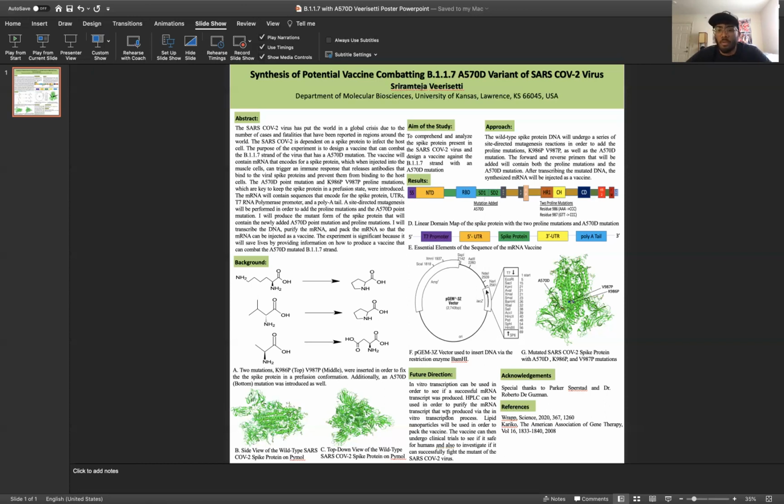In future directions, it's important that we undergo in vitro transcription in order to see if any successful mRNA has been produced. We can purify the mRNA transcript that we produced via HPLC. And finally, we need to have lipid nanoparticles in order to package the vaccine itself. We need to also conduct clinical trials to see if the vaccine is safe for humans, as well as if it actually does fight the virus in the proper manner.